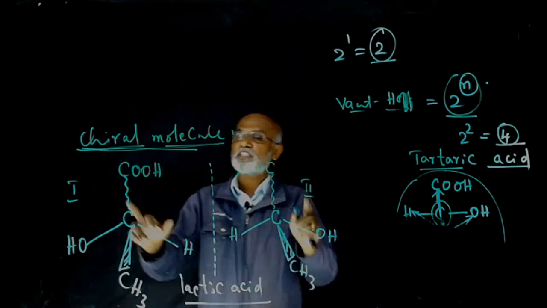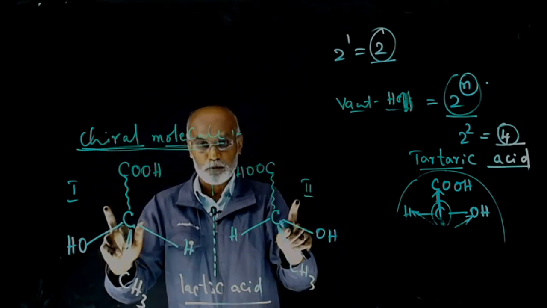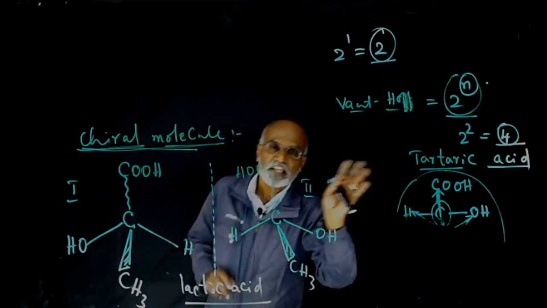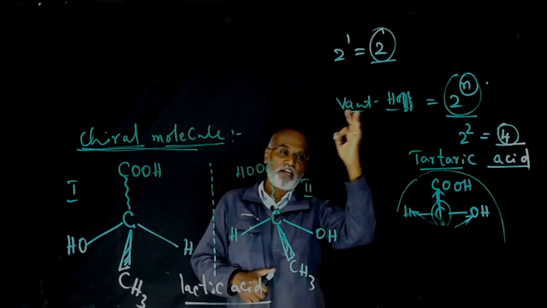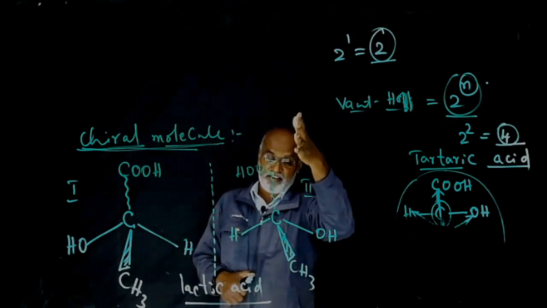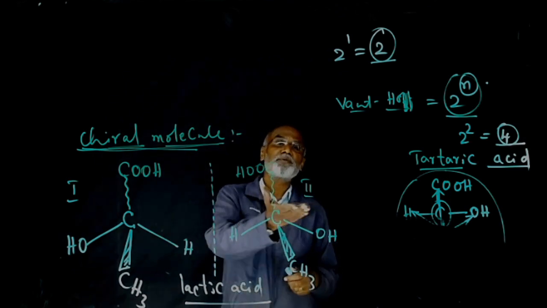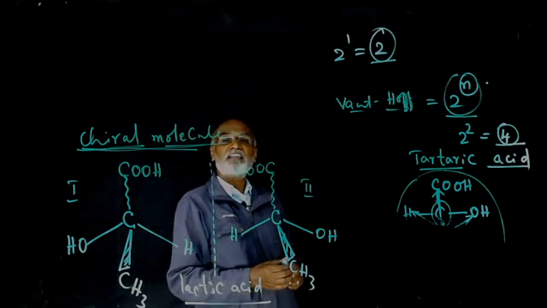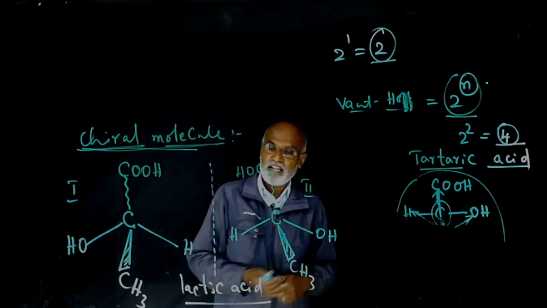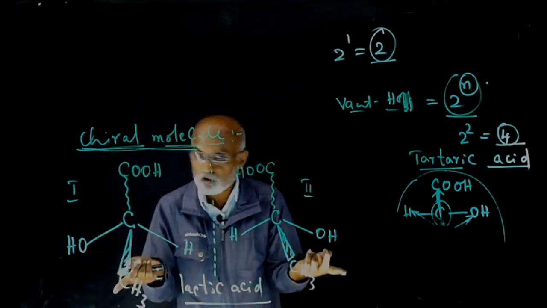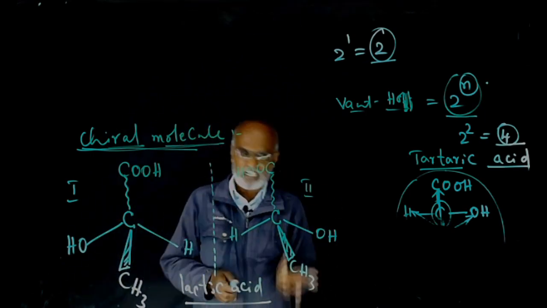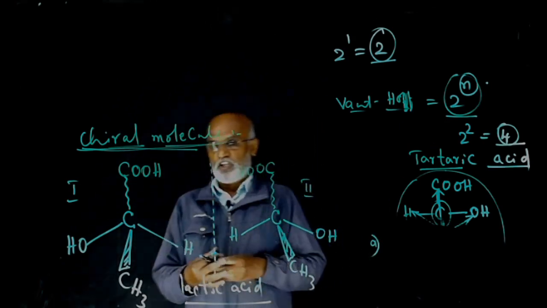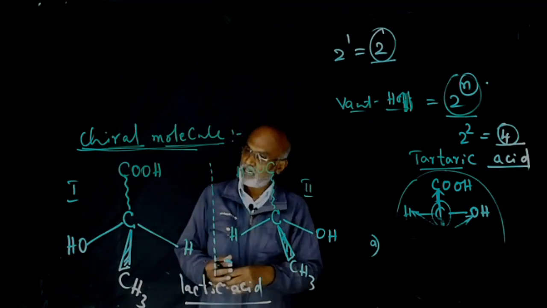So compounds with the same molecular formula, same chemical composition, same structural formula, same physical and chemical properties, but differing in the direction of rotating the plane polarized light are called optical isomers. Then structure 1 and structure 2 of lactic acid are optical isomers. Because we have two structures, I will take the two structures as a pair of optical isomers. First condition, these two are a pair of optical isomers.